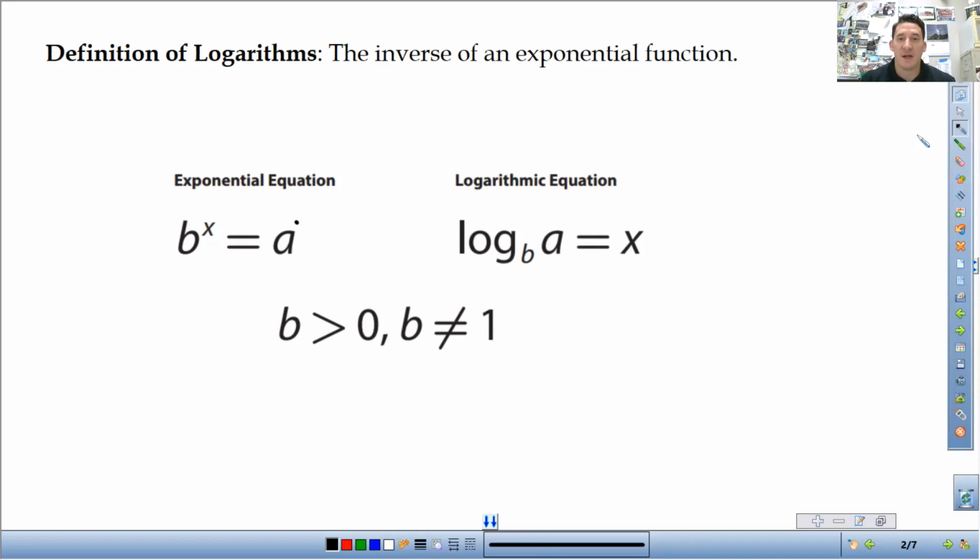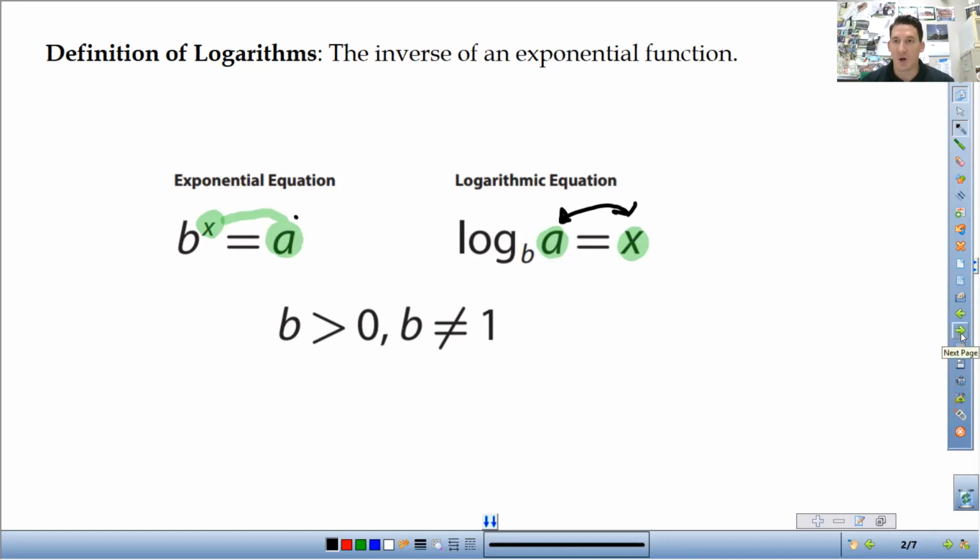First thing we're going to be doing is rewriting exponential equations as logarithmic equations. Basically what I want you to notice here, this would be the equation in exponential form, so b to the x is equal to a. To write it in logarithmic form, the exponent and the a switch spots, right? And then the base of the exponent becomes the base of the log.